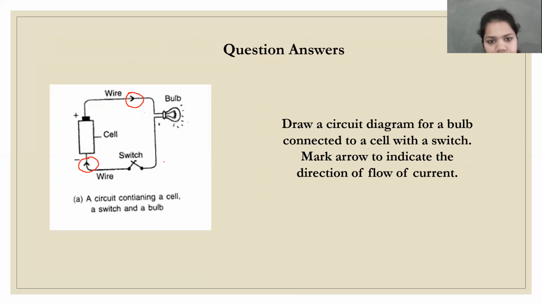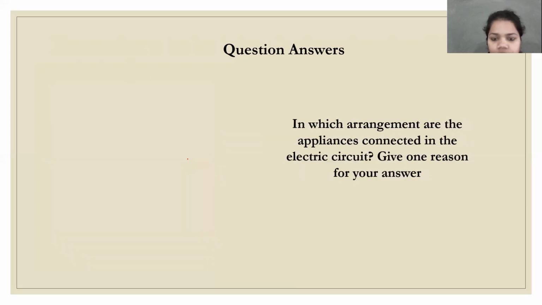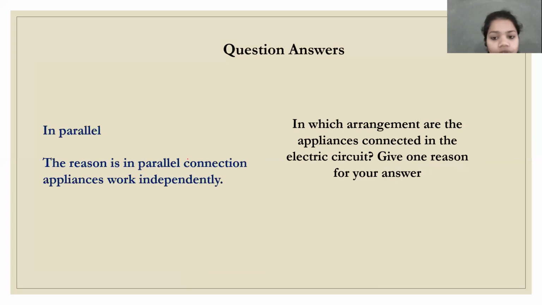Okay, and the last question which we are going to have is, in which arrangement are the appliances connected in the electric circuit? Give reason for your answer. Usually at home, how are the appliances connected? That is the question. So for this, our answer is in parallel. And we already have seen the reason why in parallel, because there the appliances work independently. No appliance is dependent on the other one. So even if one doesn't work, the other will work. So at home, appliances are connected in parallel. So that's it. We are stopping now. The revision is over.